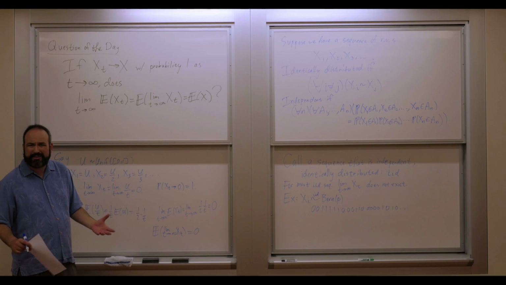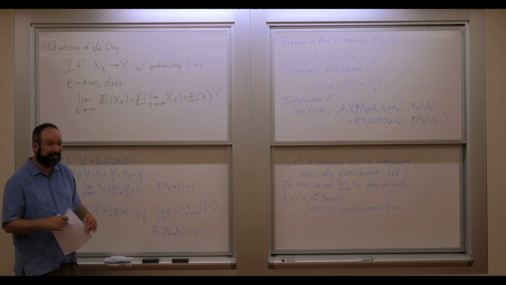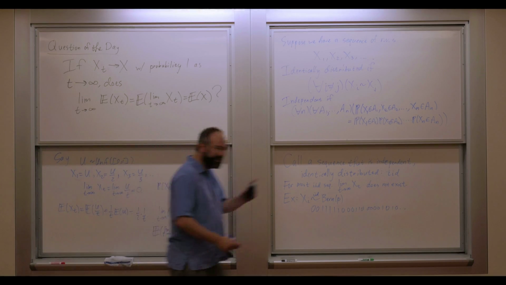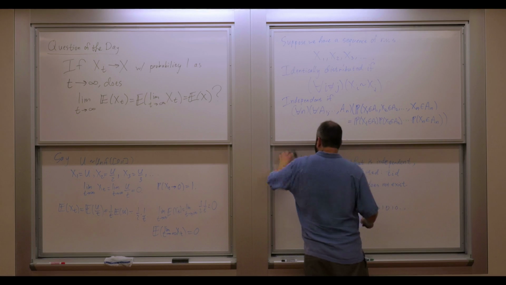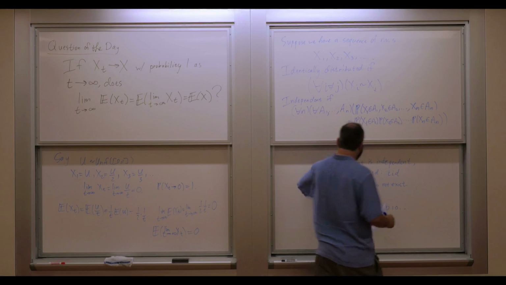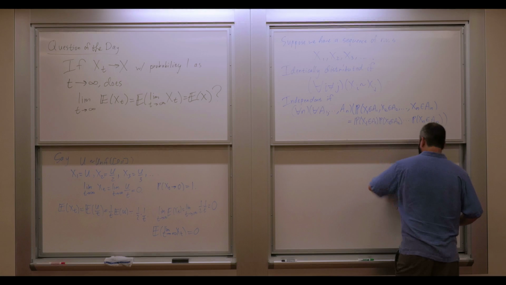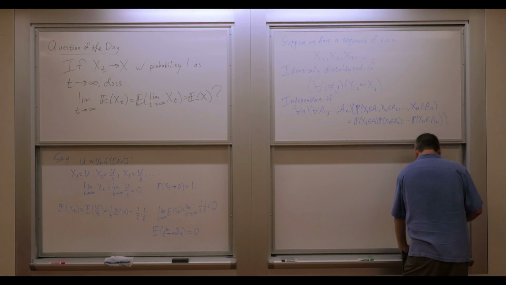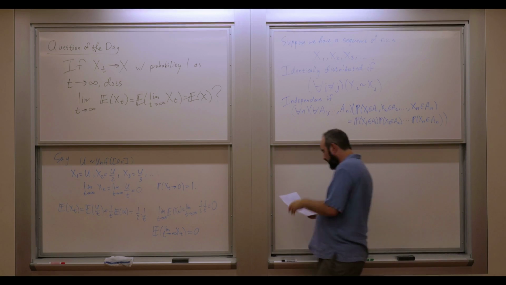Is it always possible to take the limit in and out of the expectation? Well, I wouldn't be asking that question if it was always true, would I? So let's take an example of a random variable sequence where you cannot bring the limit in and out of the expectation.